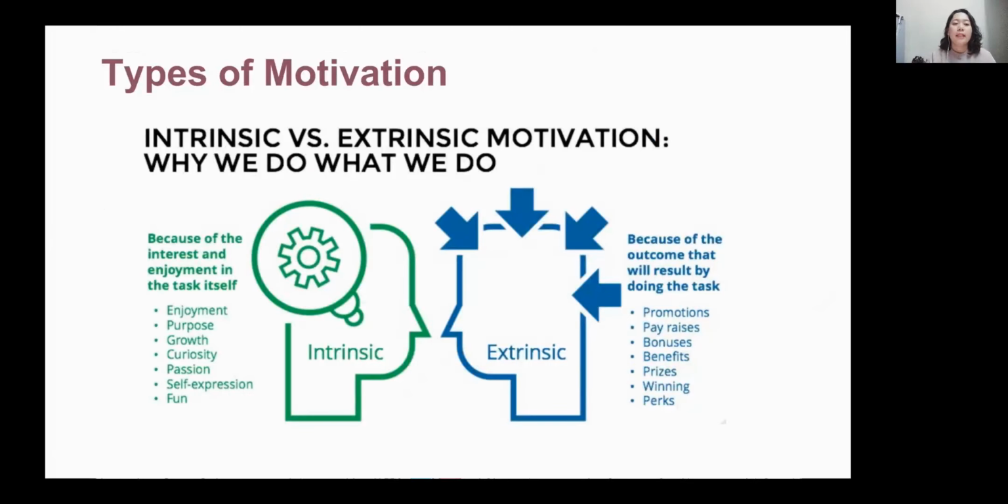Now let's look at intrinsic and extrinsic motivation. Why we do what we do. Intrinsic means because of the interest and enjoyment in the task itself, such as enjoyment, purpose, growth, curiosity, passion, self-expression, and fun. Extrinsic means because of the outcome that will result from doing the task, such as promotions, pay raises, bonuses, benefits, prizes, winning, and perks.